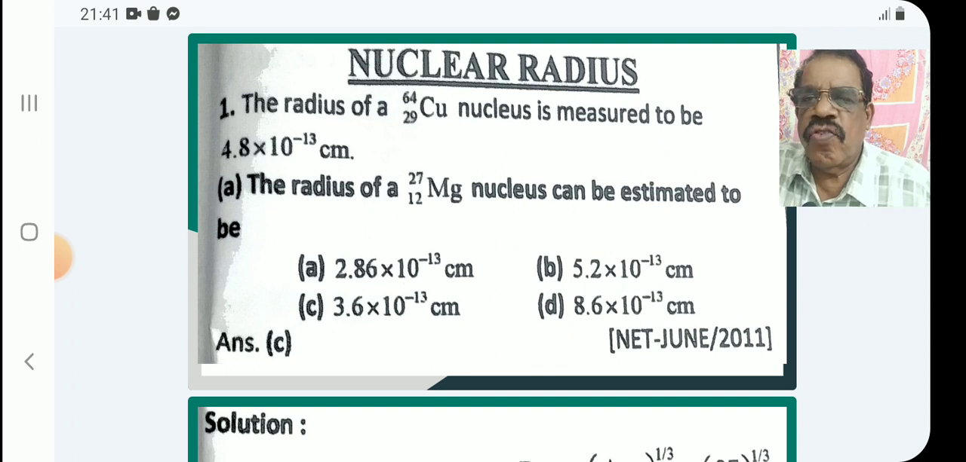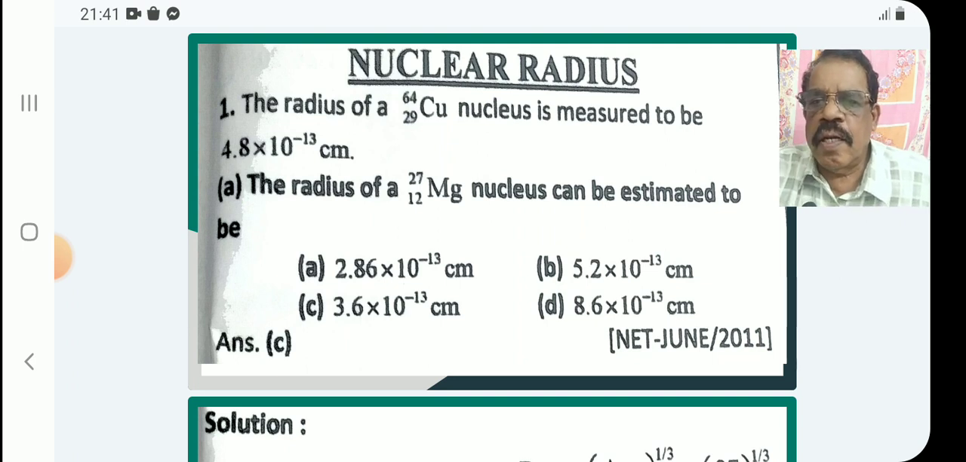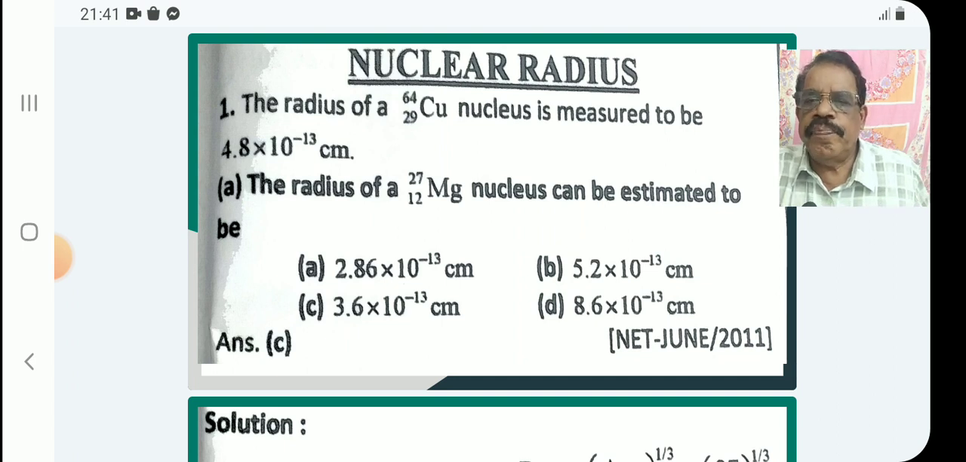Nuclear radius. The radius of a 29 copper 64 nucleus is measured to be 4.8 into 10 raised to minus 13 centimeter. This question has two parts. Part A, the radius of a 12 Mg 27 nucleus can be estimated to be: A, 2.86 into 10 raised to minus 13 meter; B, 5.2 into 10 raised to minus 13 centimeter; C, 3.6 into 10 raised to minus 20 centimeter; D, 8.6 into 10 raised to minus 13 centimeter.